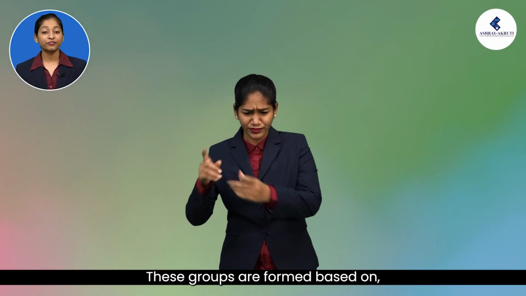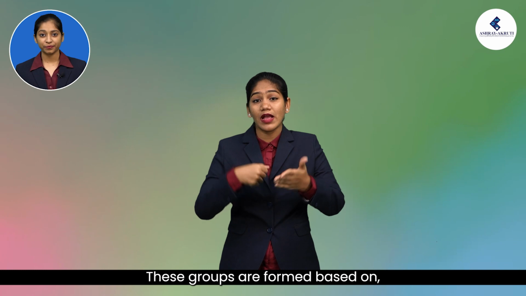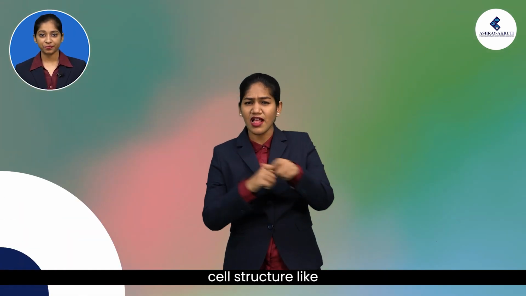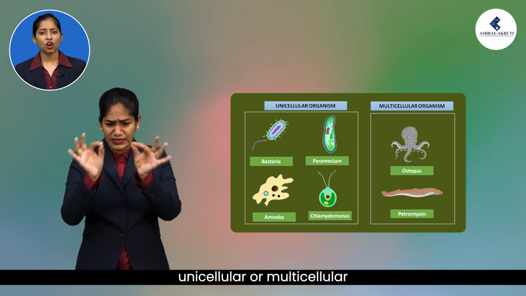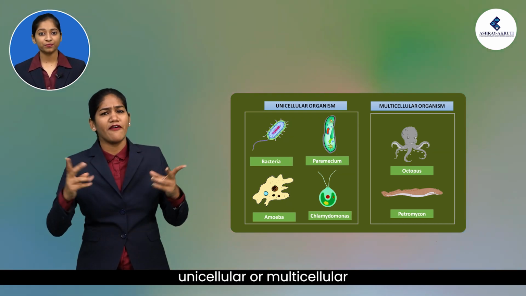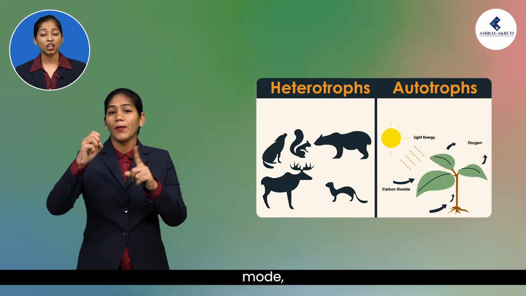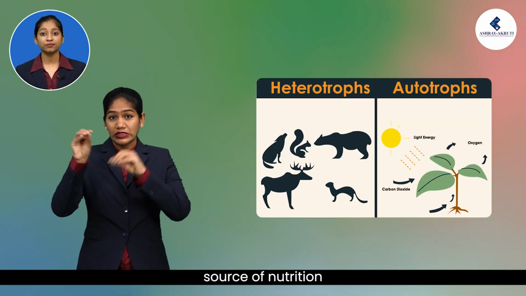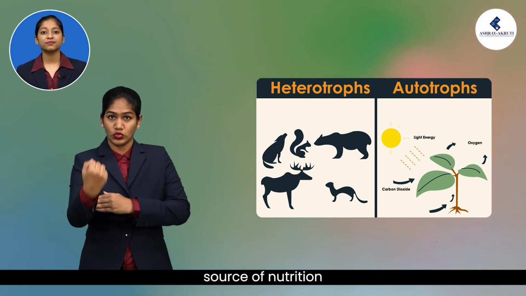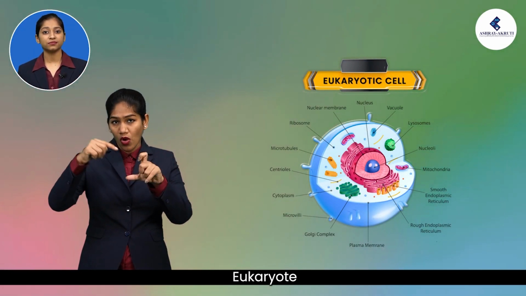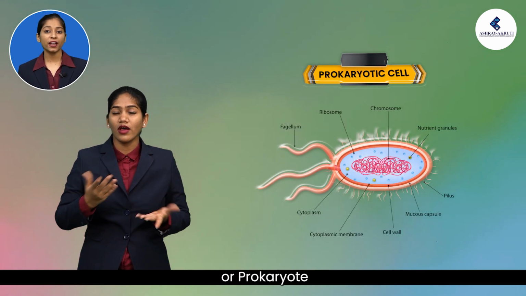These groups are formed based on cell structure like unicellular or multicellular, mode and source of nutrition, and body organization like eukaryote or prokaryote.